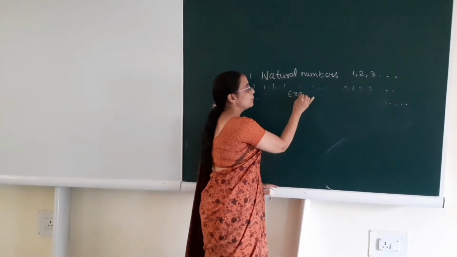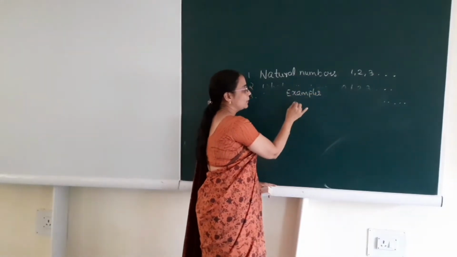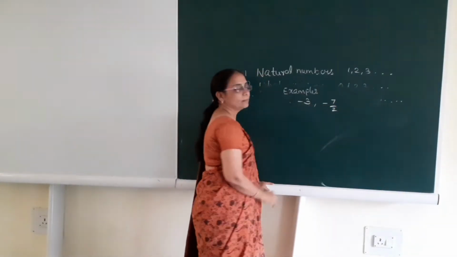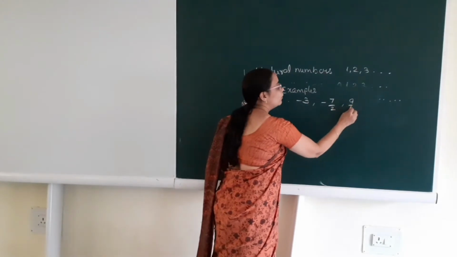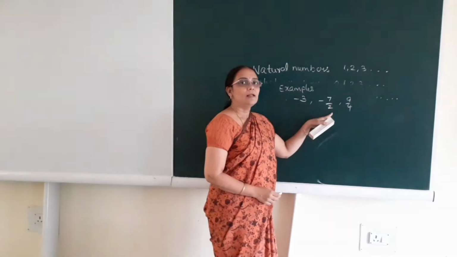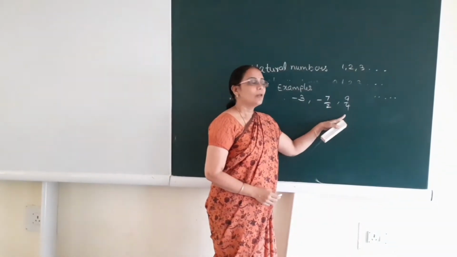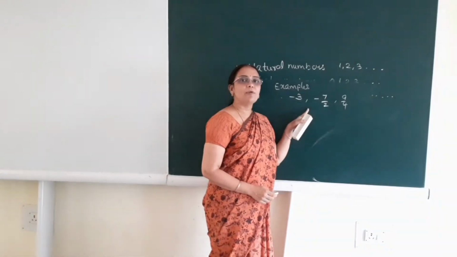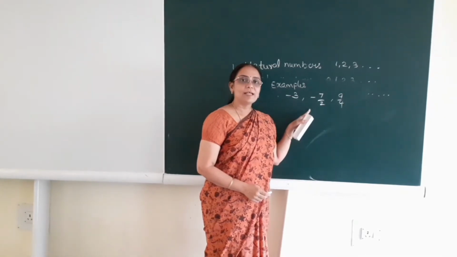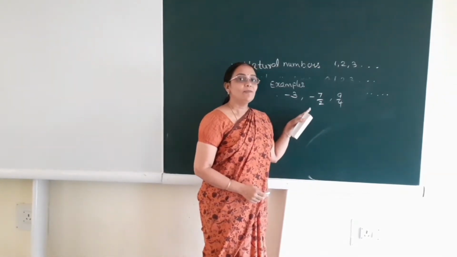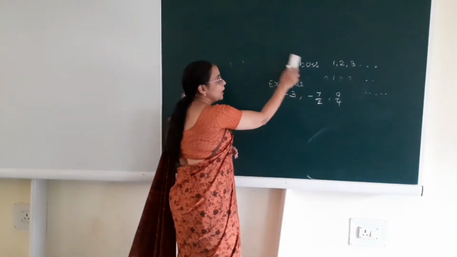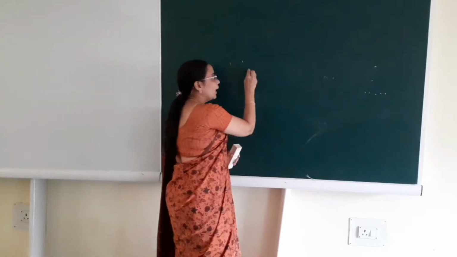Let us see some examples. -3, -7 by 2, 9 by 4. In these examples, we can see that none of the denominators is 0. So this system of numbers is known as rational numbers. We have seen these rational numbers in our lower classes, and we have seen some properties of these rational numbers. The first property we have seen with rational numbers is addition.